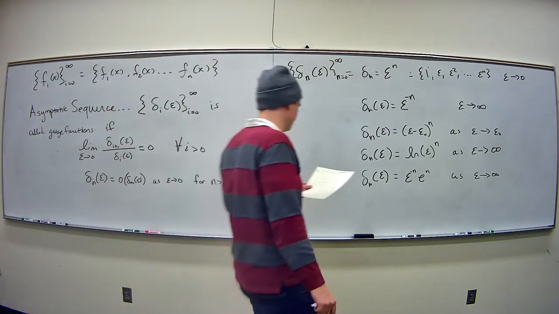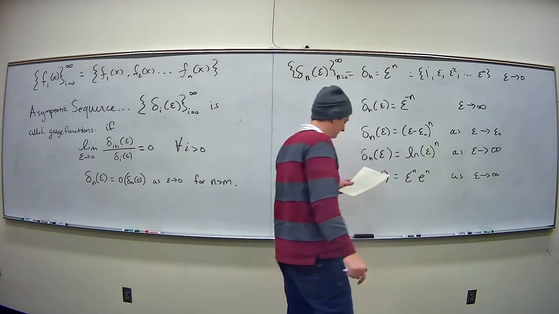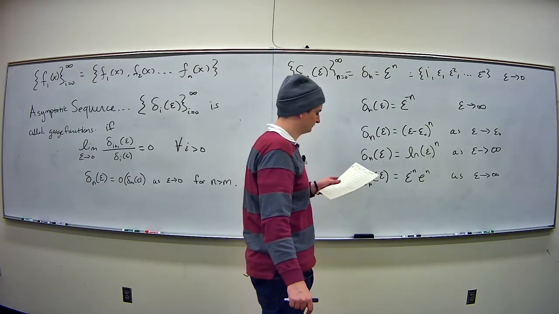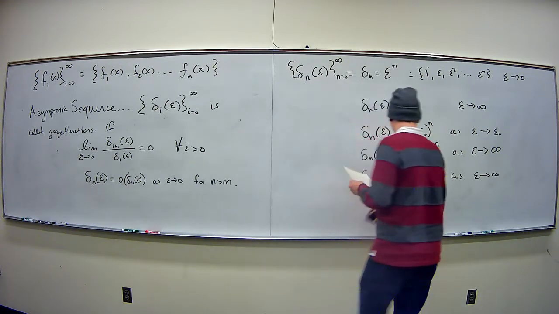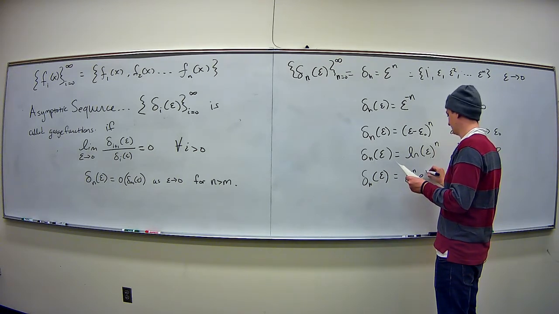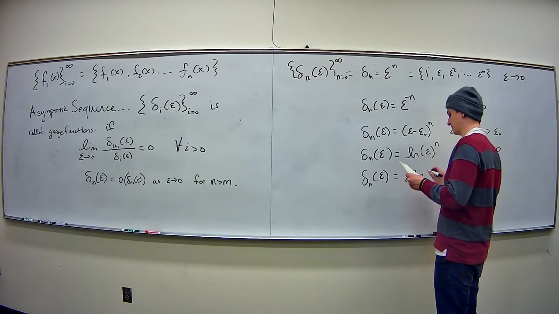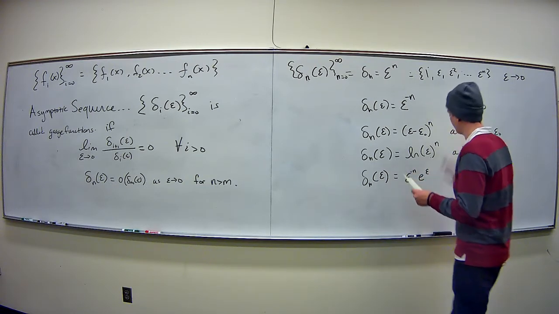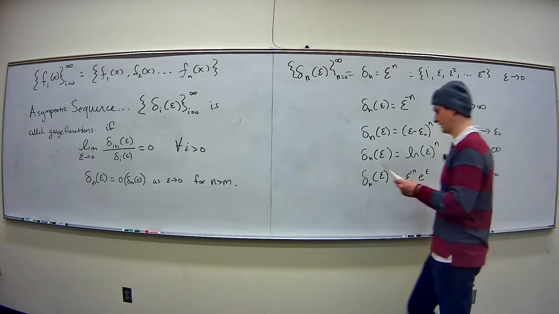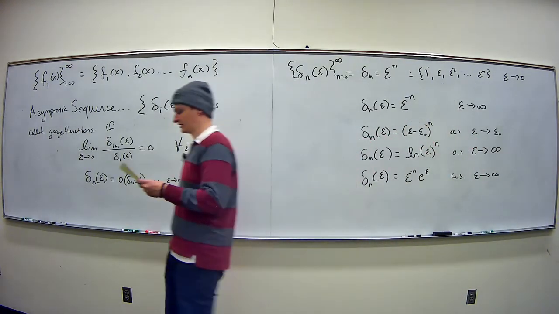Sorry, I wrote that wrong. Okay, e to the epsilon, then e to the negative n. Also an asymptotic sequence.